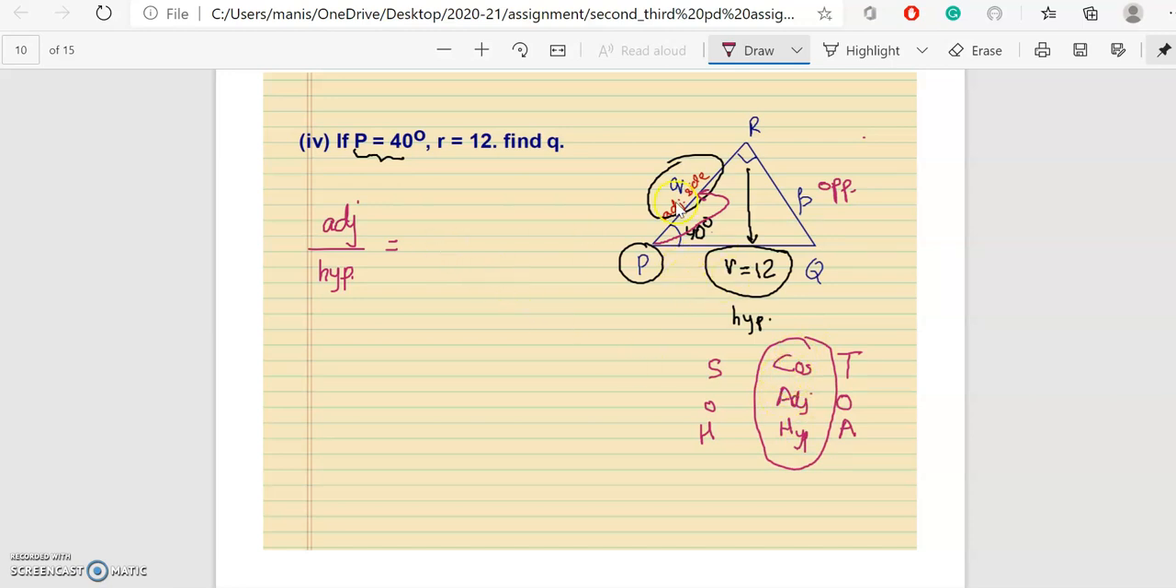But let me find out my values. The adjacent side I do not know, it is your q, and the hypotenuse is my r. They gave me 12. And I know adjacent over hypotenuse is equal to cos. So I'll write cos of some angle, that's your 40 degrees. And you put 1 over here, so it will look like a proportion. Let me rewrite it. Q over 12 is equal to cosine of 40 degrees over 1.